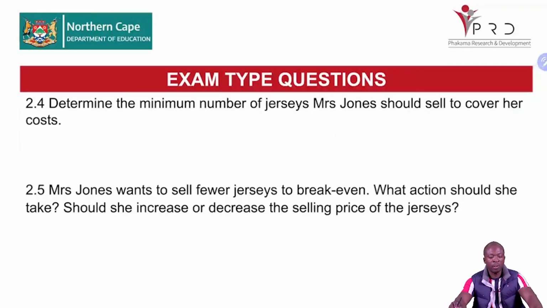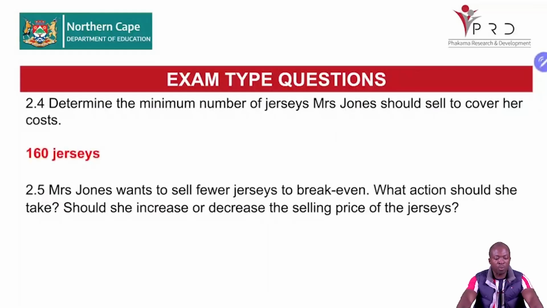Okay. I've given you 2 questions here. Determine the minimum number of jerseys Mrs. Jones should sell in order to cover the cost. This is how we're supposed to do it. We need at least 160 jerseys. Mrs. Jones wants to sell fewer jerseys to break even. What it means is that what action should she take? Should she increase the price or decrease the price? Meaning she wants to sell less so that she can make more money. Should she increase the price or reduce the price? She has to increase the price.